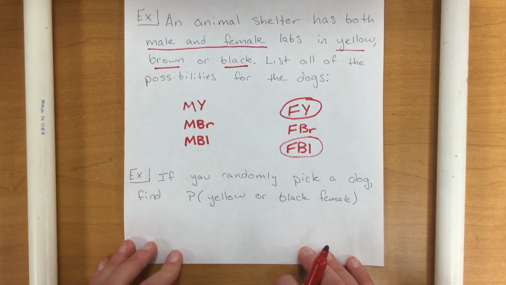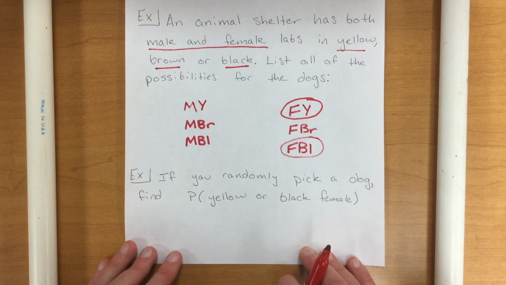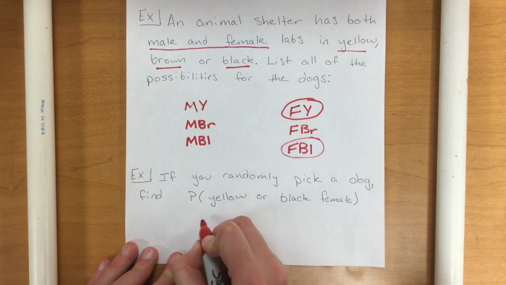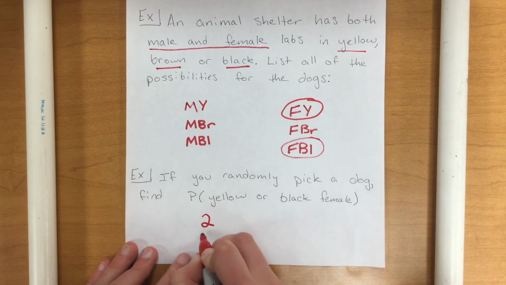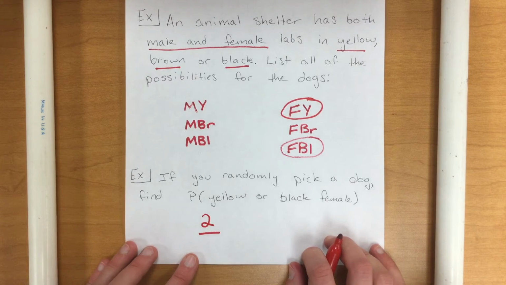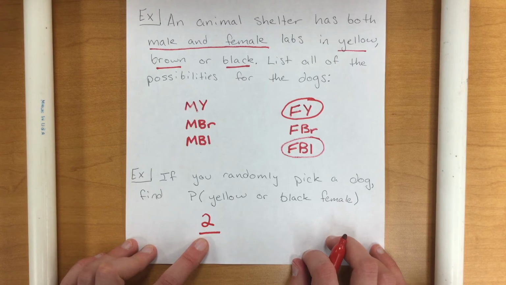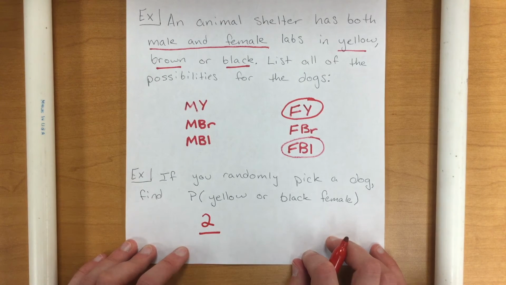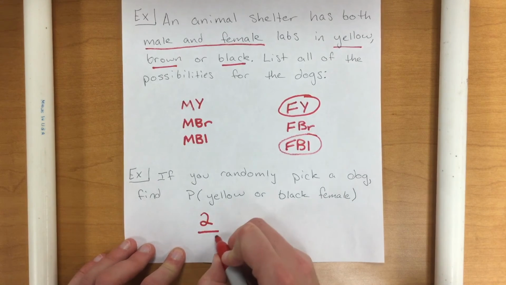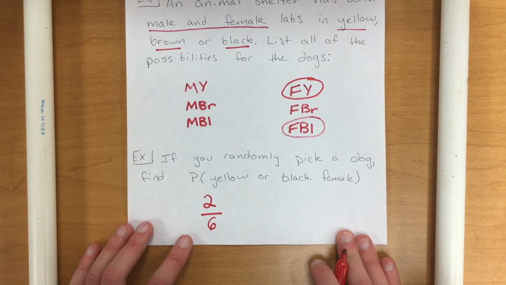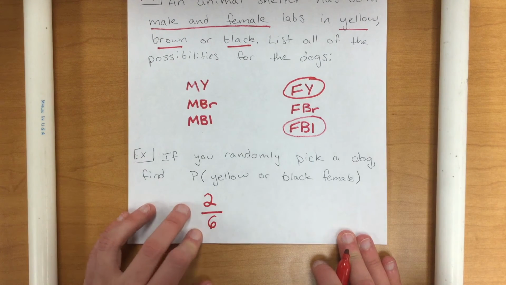So in our fraction for probability, is 2 going to go on the top or the bottom? The top, because that is our number of possible options for a yellow or black female. So what goes on the bottom of our fraction? The total number of options, which is how many? 6. So we have 2 over 6 as our probability.